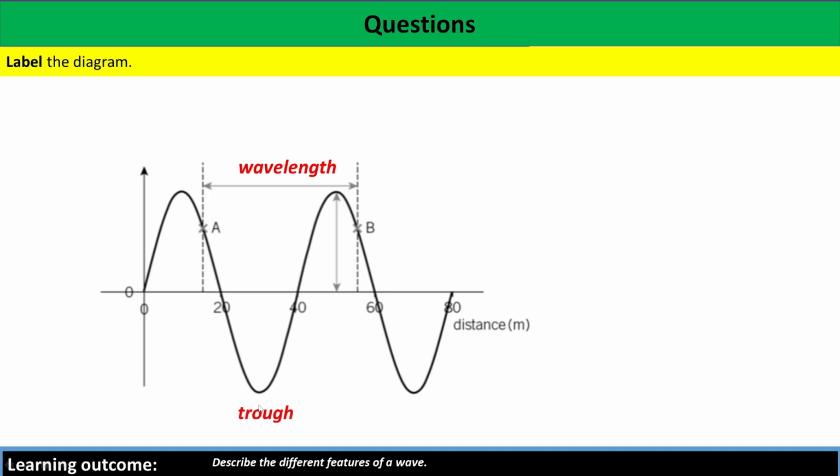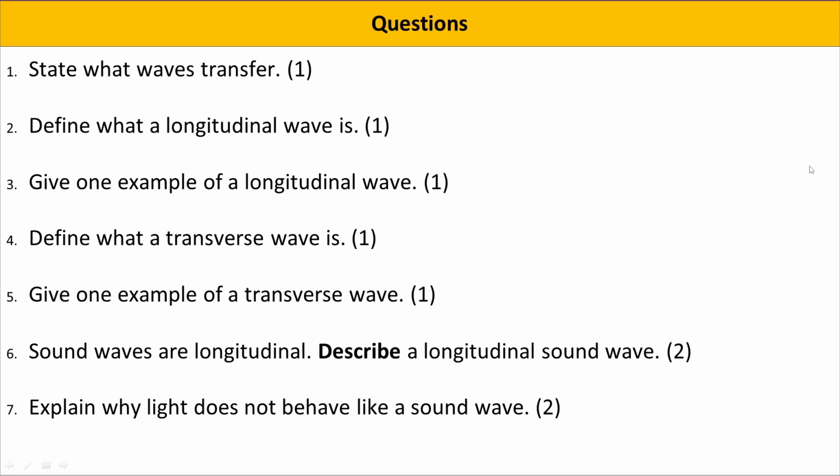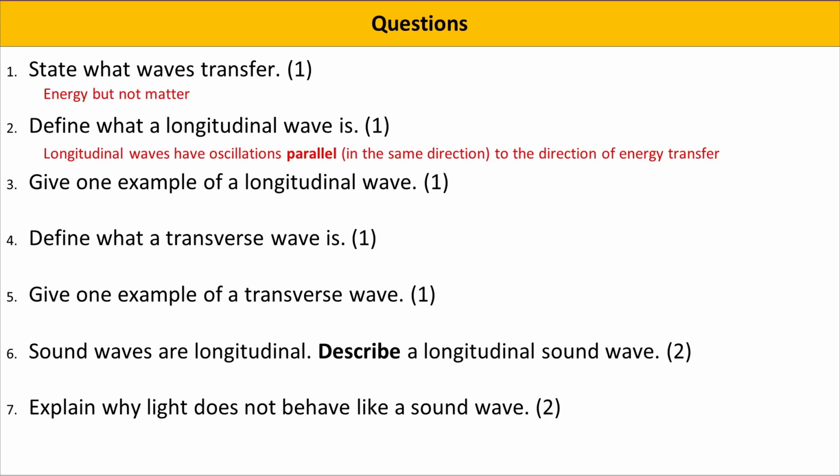The trough is the bottom, the peak is the top, and the amplitude is the height of the wave from the equilibrium. Now, let's move on to the next set of questions. Give one example of a longitudinal wave. That's sound wave. You could also say ultrasound or a P wave.